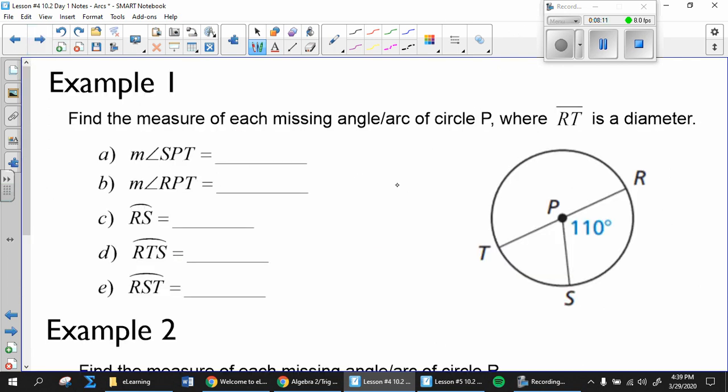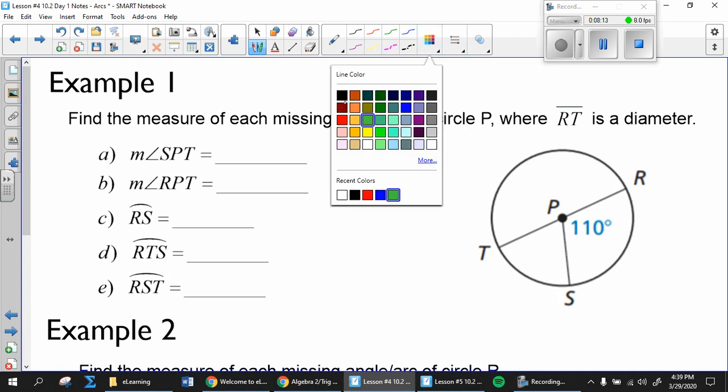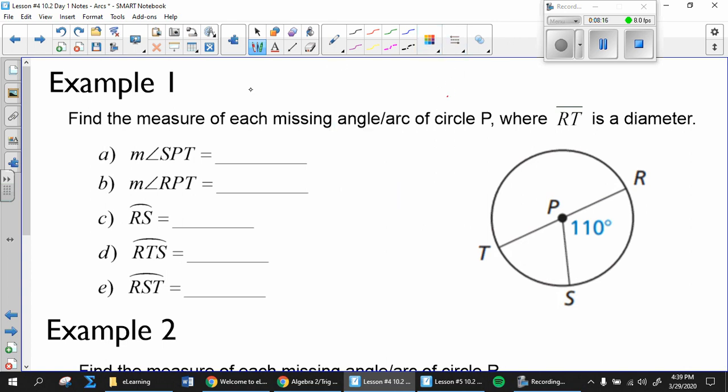All right, let's find some different measures of arcs here. So let's find the measure of each missing angle or arc of circle P, where RT is our diameter. So it's important that they tell us that RT is the diameter here, because that tells us where the circle is split in half. All right, so first one says the measure of angle SPT. So we're looking for this angle right here. Well, we know these are a linear pair, so we can take 180 minus 110, and that tells me this angle here is 70 degrees.